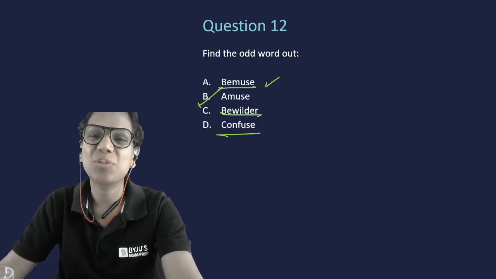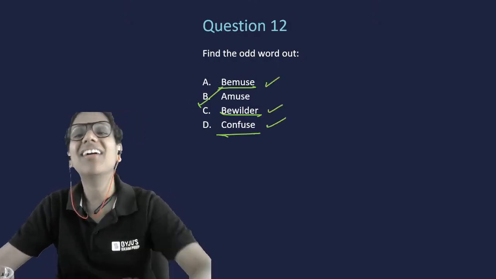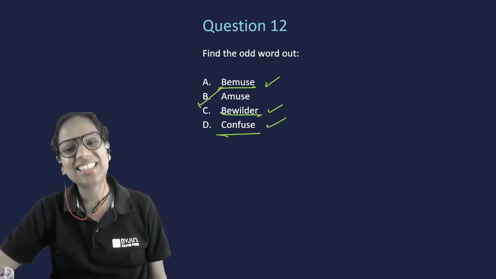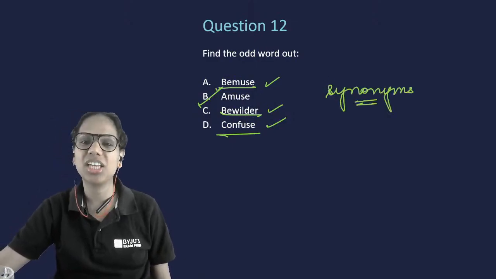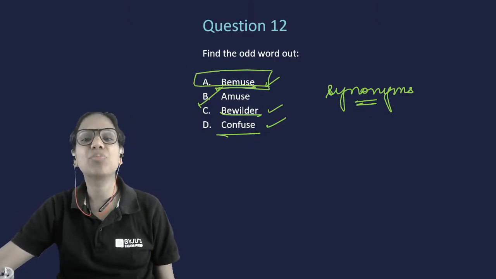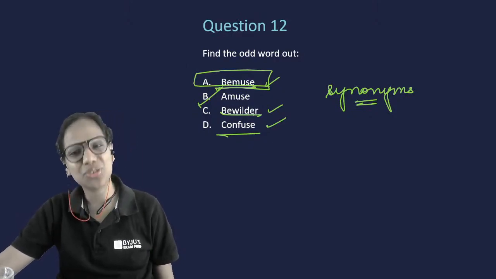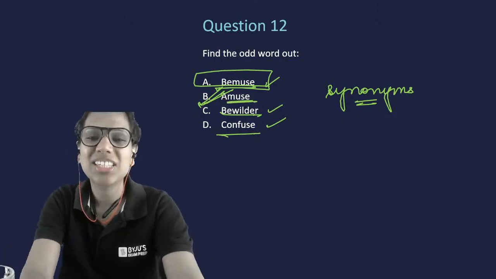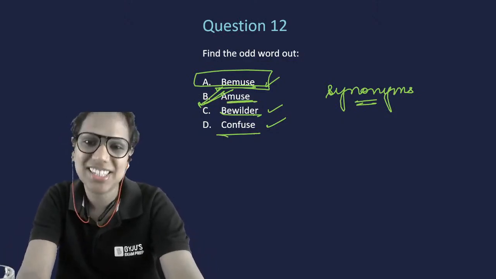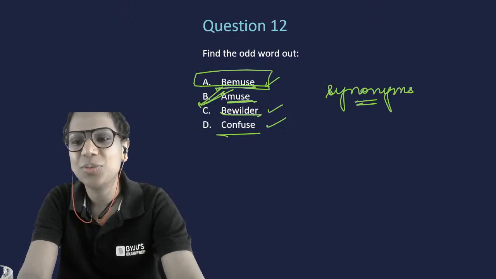Absolutely correct. So bemuse, bewilder, confuse, they are all the same in the sense they are synonyms. Okay. When you bewilder someone, you confuse someone, you bemuse them. They are bemused, they are bewildered, they are confused. Okay. Amuse, on the other hand, is when you say something that they find humorous. You amuse them. Okay.